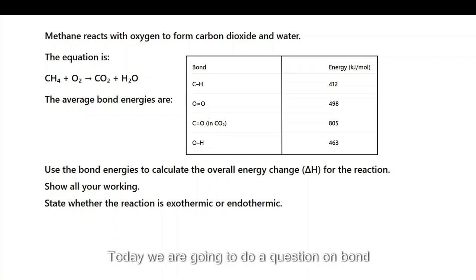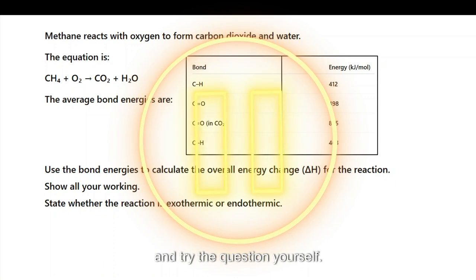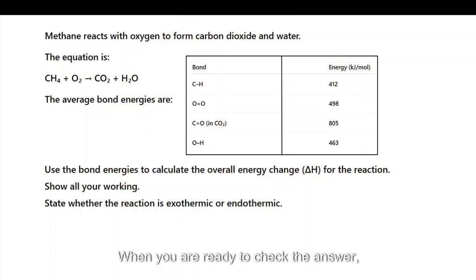Today we are going to do a question on bond energy calculations. This is a very popular GCSE chemistry exam question. I've seen this question, and similar questions with different numbers, multiple times. So please pause the video and try the question yourself. When you are ready to check the answer, you can continue the video and compare your answer with mine.